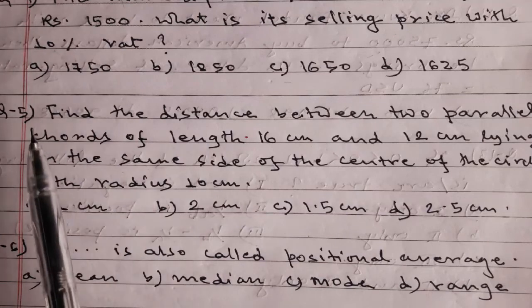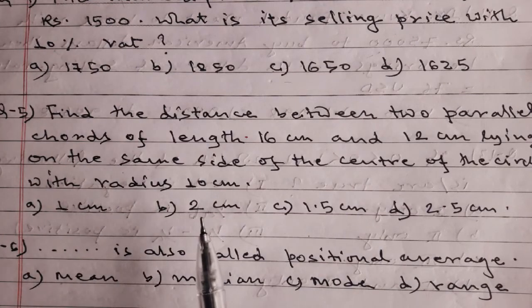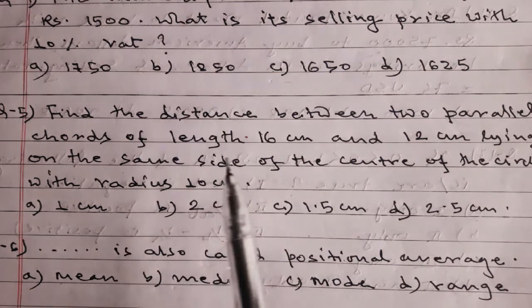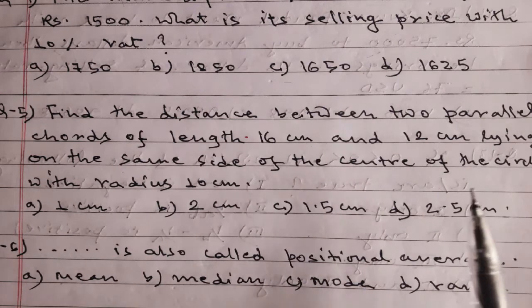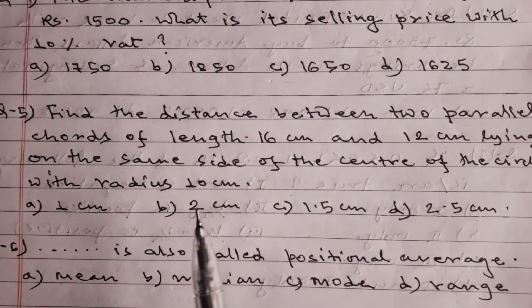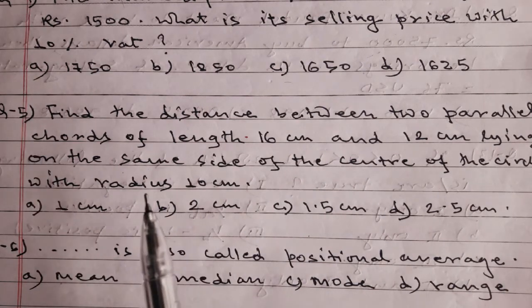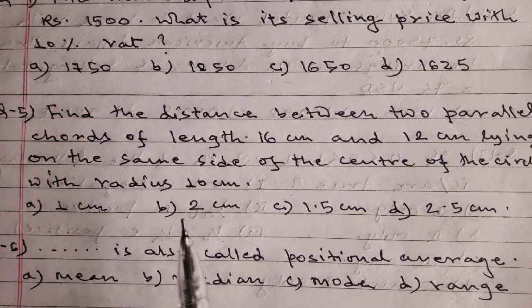Which is the given option 5b, 2 centimeter. That means the distance between two parallel chords of length 16 centimeter and 12 centimeter lying on the same side of the center of the circle with radius 10 centimeter is equal to 2 centimeter. So 5b is the right option. So we have to circle answer 5b.